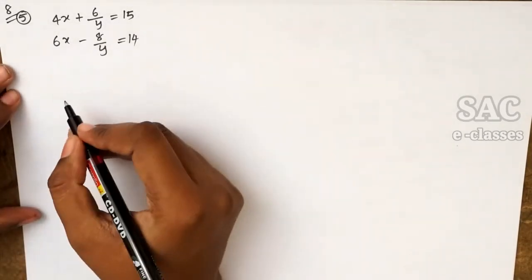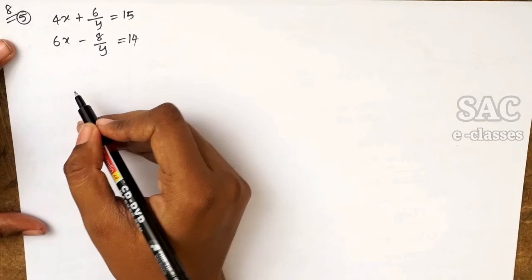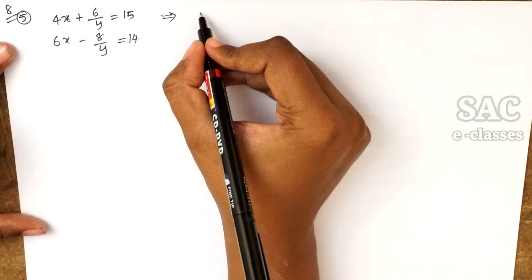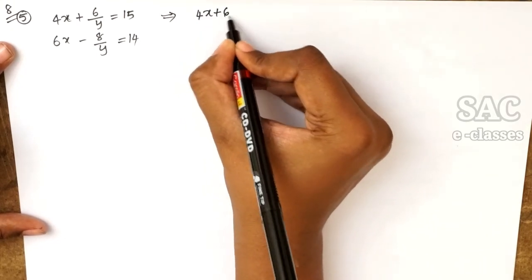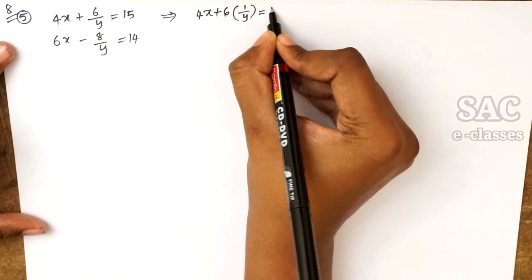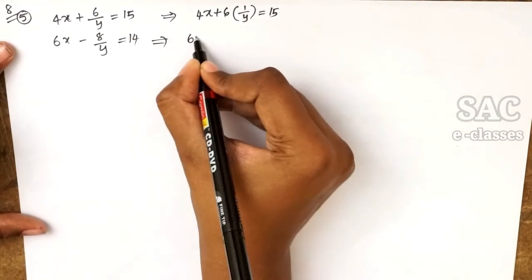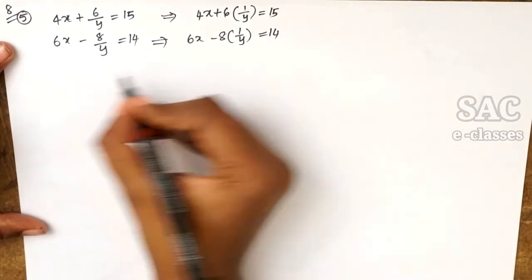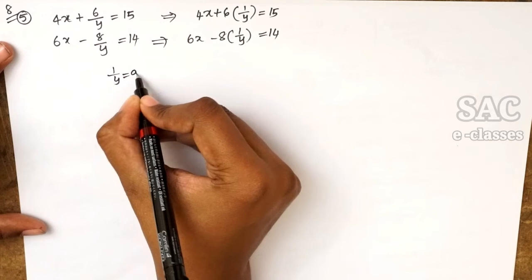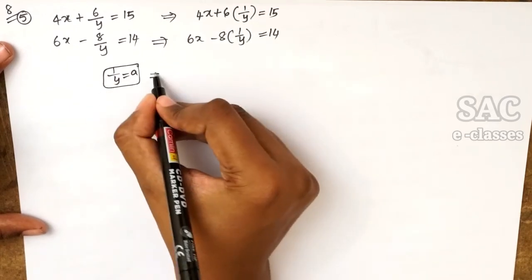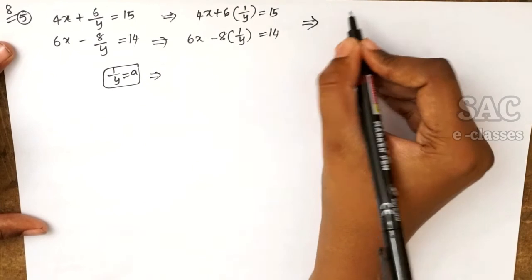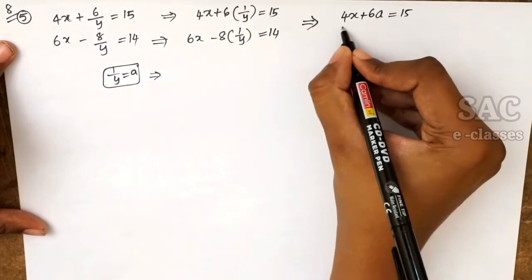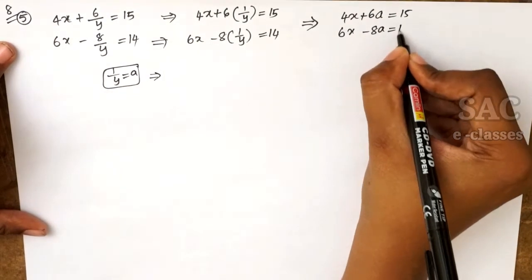Now look at the problem number 5 in the 8th Roman. They have given 4x plus 6 by y equal to 15. 4x plus 6 into 1 by y is equal to 15. We can express it, 6x minus 8 into 1 by y equal to 14. Let's write 1 by y is equal to some a, as we are converting this one into a reducible linear equation in order to solve x and y. 4x plus 6a is equal to 15 and 6x minus 8a equal to 14.